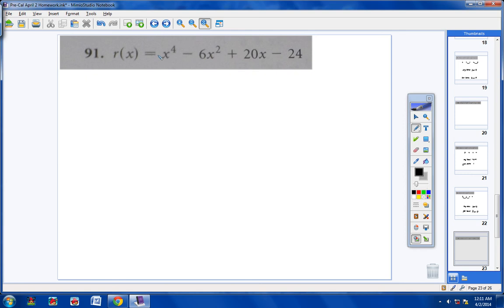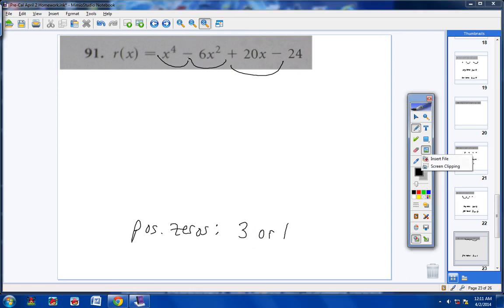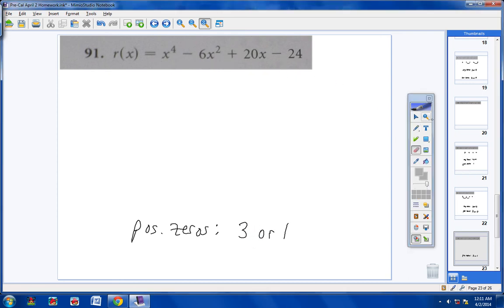Let's see. Sign change from here to here, from here to here, and here to here. So 1, 2, 3. So for my positive zeros, there were 3 sign changes. So I'm going to say we have 3 positive zeros and subtract 2, or 1. We have 3 positive zeros or 1. One of those two scenarios.